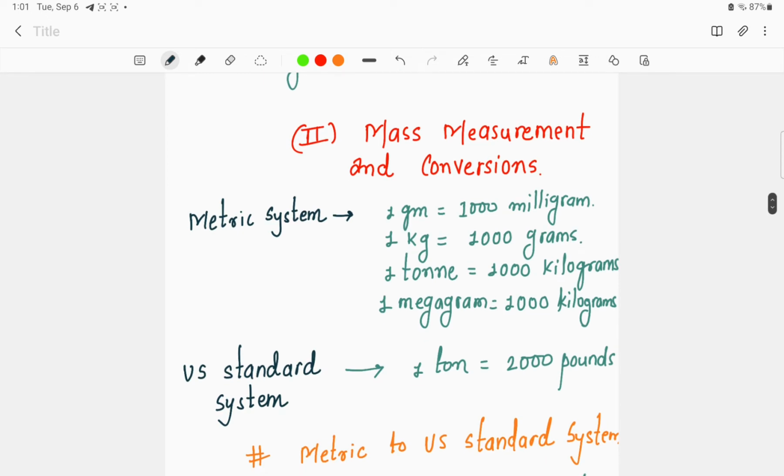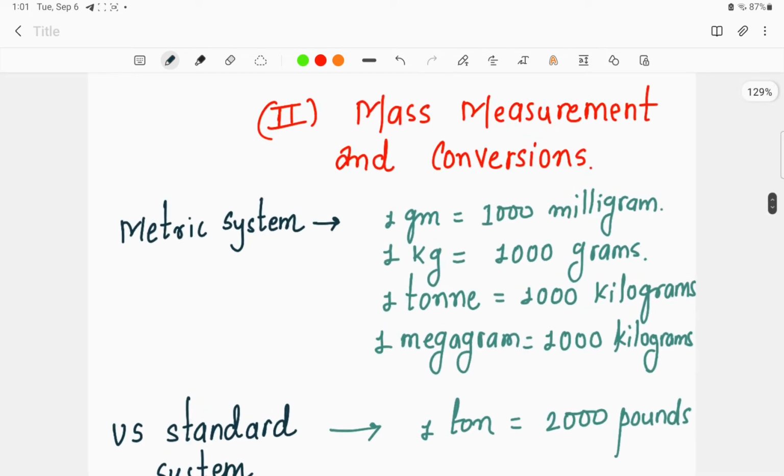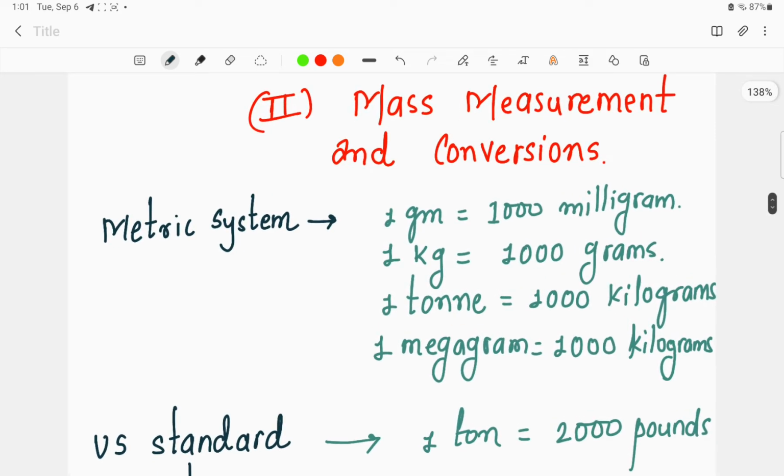Moving on to mass measurement and conversion. This is something a question can be asked about for the metric system. In the metric system, 1 gram is equivalent to 1000 milligrams. The question that can be asked is, for example, how to convert 5 grams into milligrams. We must understand that 1 gram is equivalent to 1000 milligrams, so 5 grams is equivalent to 5000 milligrams. This is how we convert the units.